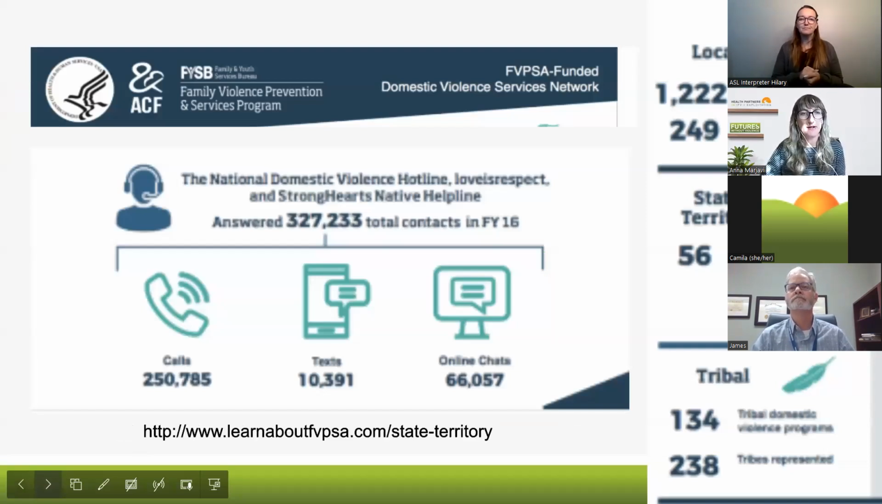On the other side, the Family Violence Prevention and Services Act funded Domestic Violence Service Network funds over 1,200 domestic violence shelter programs and another 250 non-shelter programs, as well as state, territory, and tribal coalitions. They also fund the National Hotline on Domestic Violence, which is 24/7 and uses a multilingual language line. They also fund Strong Hearts Native Helpline for Native American callers and Love Is Respect. Next slide, please.